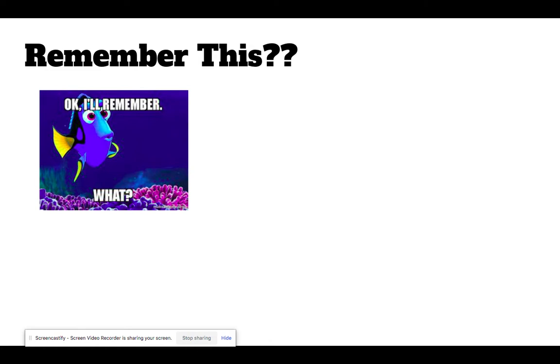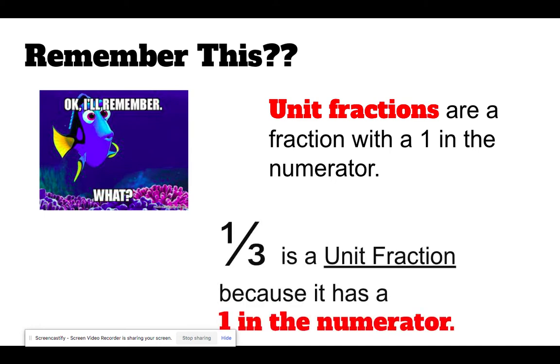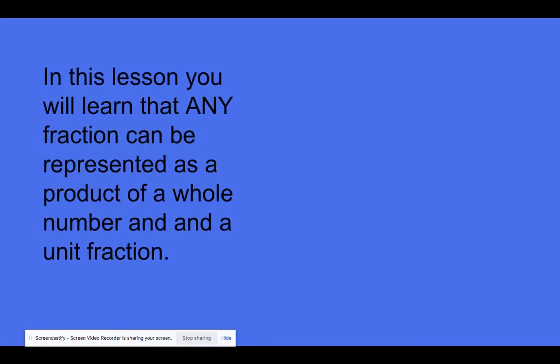All right, so remember this? Unit fractions. This was taught a few units ago. A unit fraction is a fraction with a 1 in the numerator. For example, 1/3, as we were just talking about in the math message, is a unit fraction because it has a 1 in the numerator. That number on the top of the fraction is a 1. Any fraction with a 1 on top is a unit fraction. It could be 1 out of 10, 1 out of 100, 1 out of 227. It doesn't matter. As long as there's a 1 on the top of the fraction, it is a unit fraction. So we're going to need to know that for today's lesson.